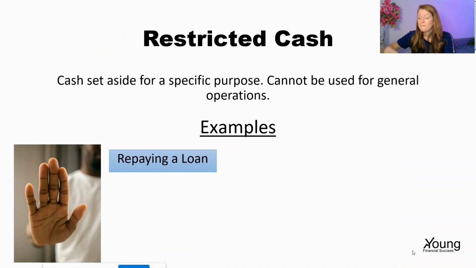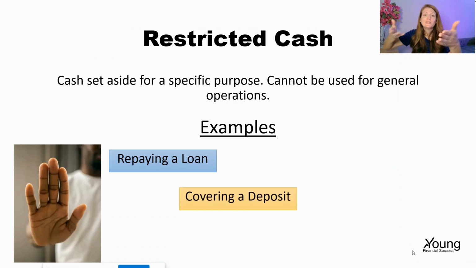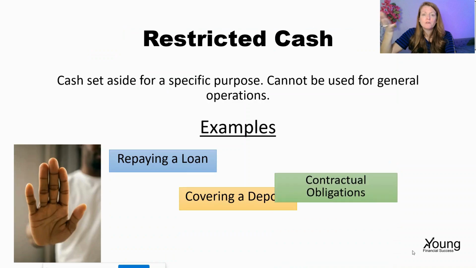Repaying a loan. Maybe this is a loan to the bank. Maybe these are bonds that you're going to have to repay. Covering a deposit. So just think in your personal life, maybe you are setting aside restricted cash. I can't use this for paying my rent, can't use this for vacation or my car payment. This is set aside to have money ready for a down payment for a home. That would be like restricted cash in your personal life.